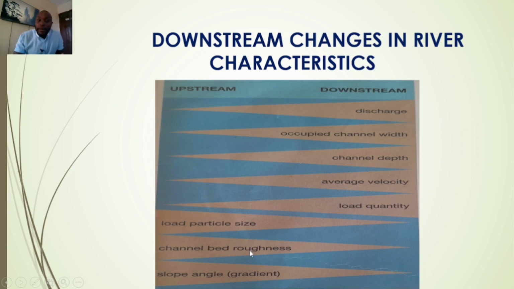Then talk about the channel bed roughness. In the upstream it's rough. The channel bed is not that smooth. But when you go downstream, remember erosion also makes the bed smooth. So upstream is rough, but when you go downstream, it becomes smoother. Then the gradient, it's large upstream, but as you go downstream, the gradient reduces.